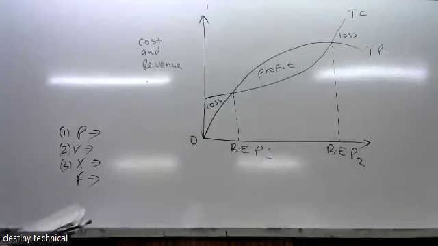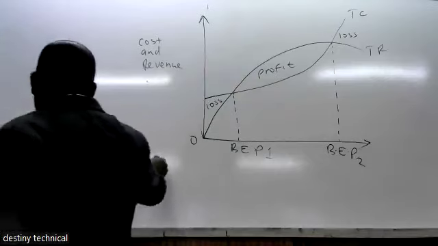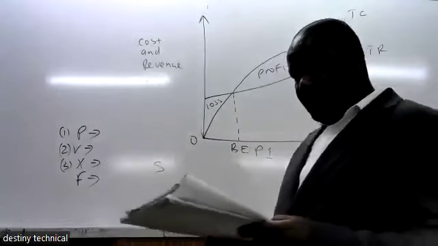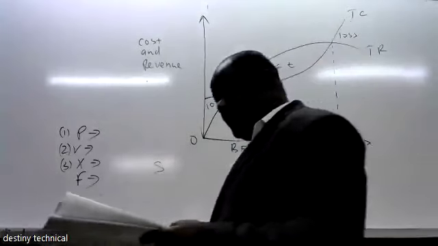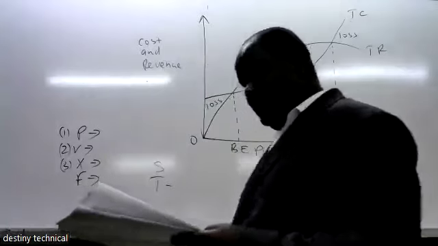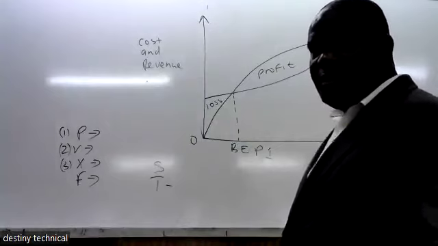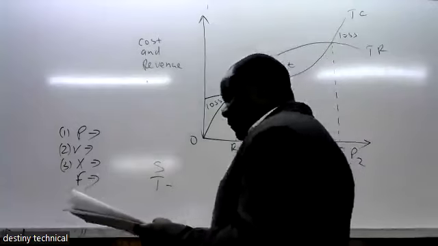Next one is F. F is the total fixed cost. Then S. S is the sales revenue. T is the target profit.